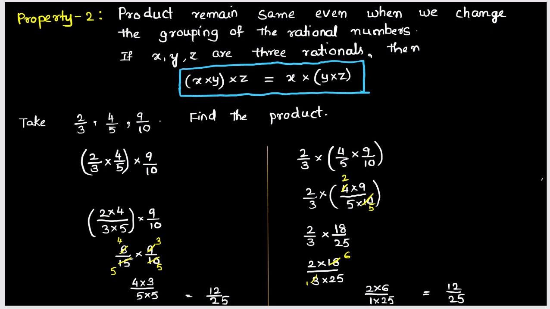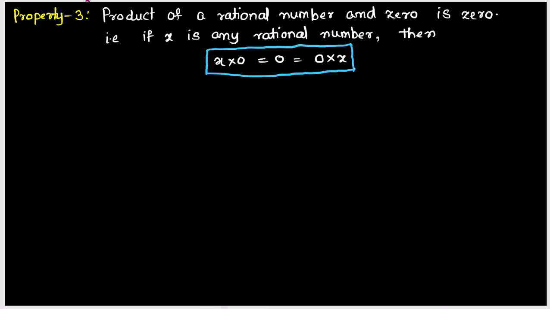If you observe, these two products are same, even though we changed the order of the rational numbers. Now the third property: the product of a rational number and 0. Here it is written, the product of a rational number and 0 is always 0. So if x is any rational number, x into 0 is 0. If you multiply 0 into x also, if you change the order also, you get 0.